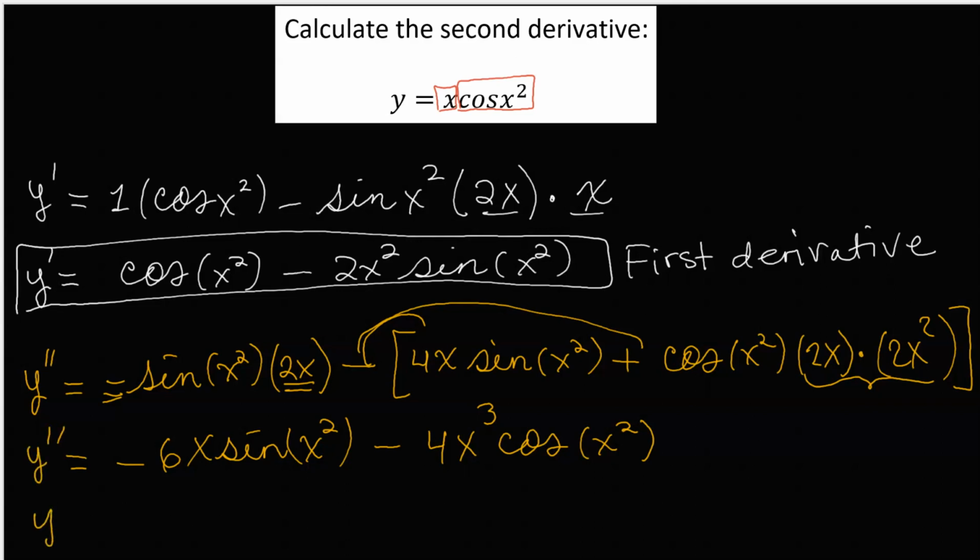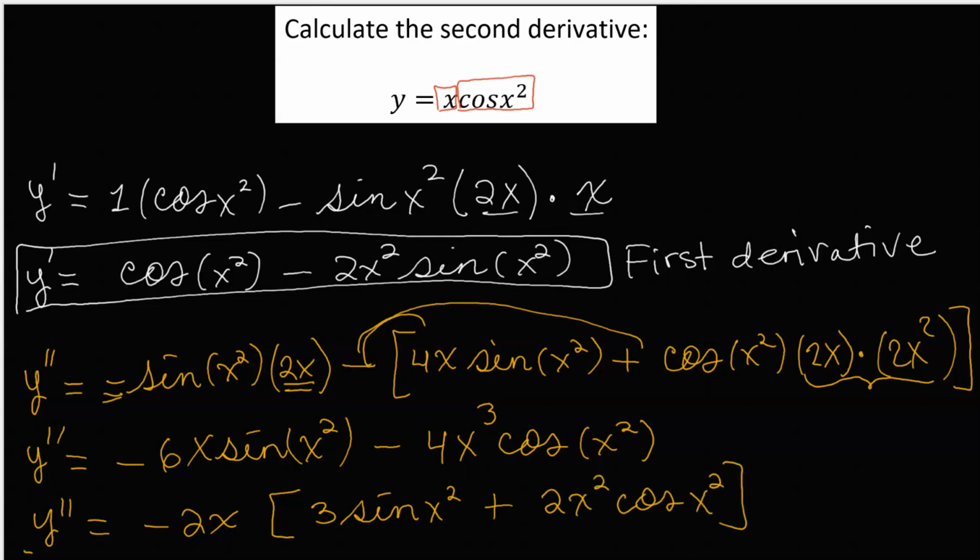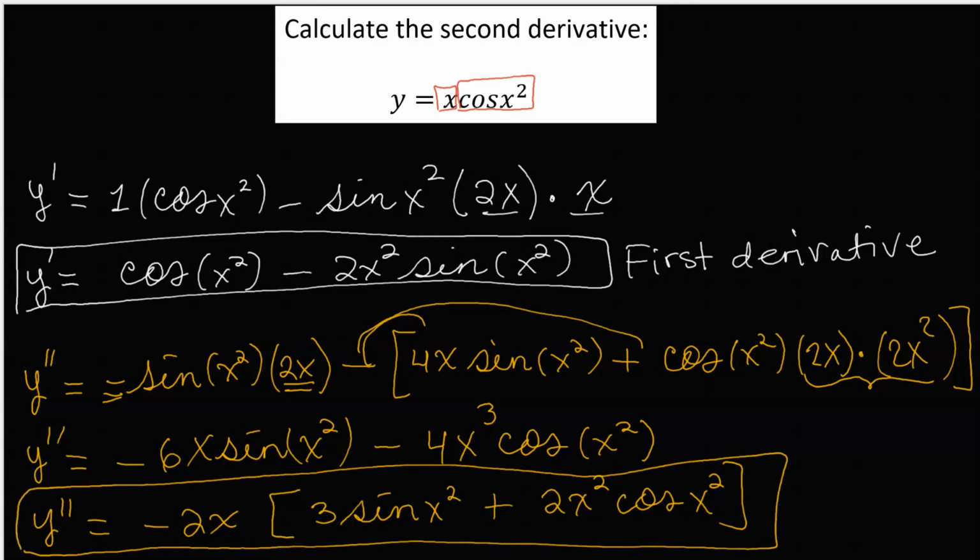If you really want to, you can go ahead and factor out the negative 2x because that's the common factor. And so inside we will have 3 sine of x squared plus 2x squared cosine of x squared. And that is as far as we can go in terms of our second derivative.